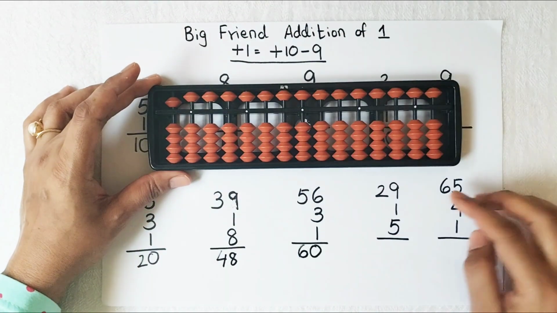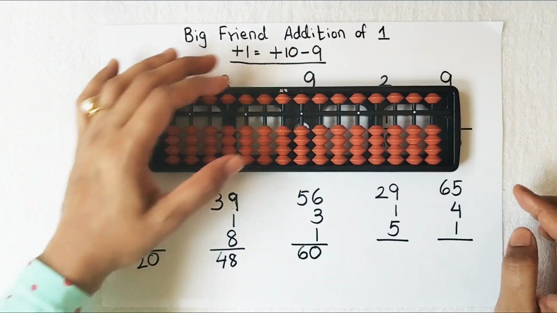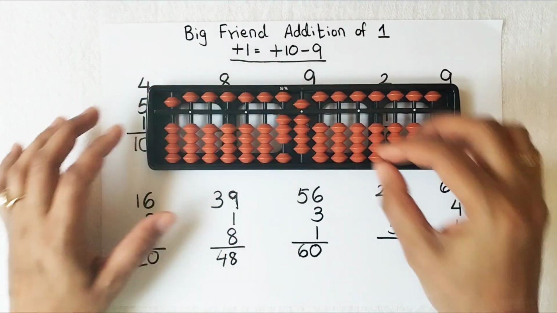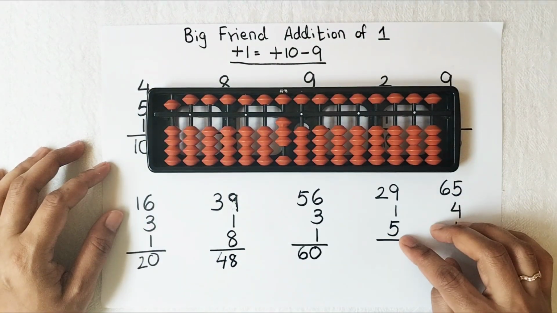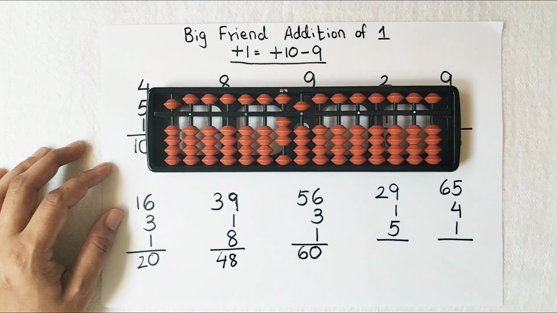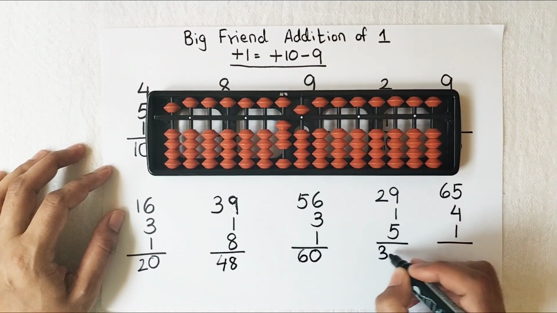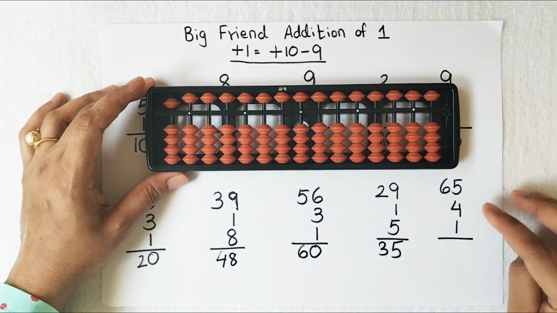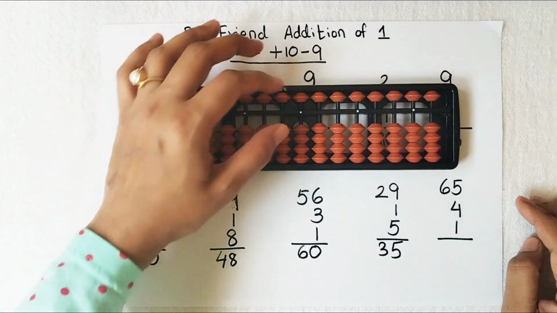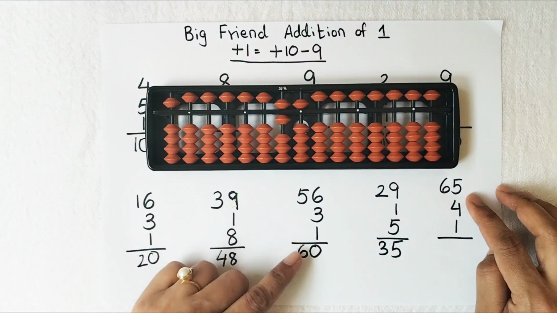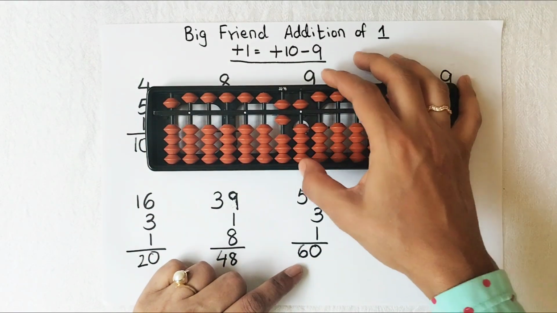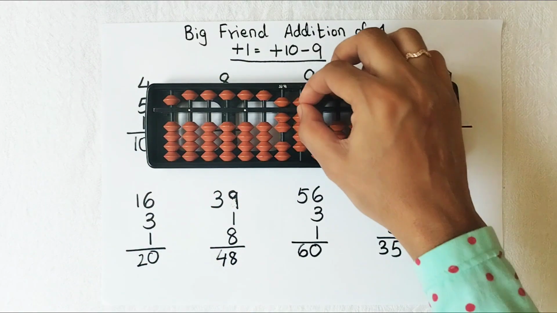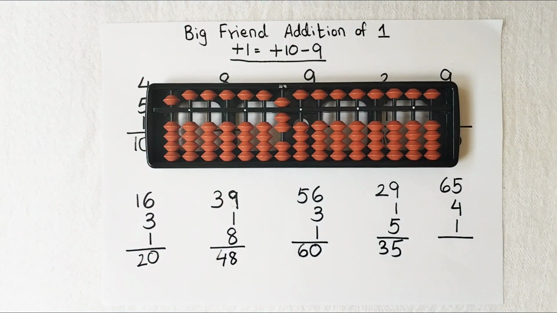Next, 29 plus 1 plus 5. 29 plus 1 plus 10 less 9 plus 5. My answer is 35. Next one, 65 plus 4 plus 1. 65 plus 4 plus 1. Plus 1 is plus 10 less 9. My answer is 70.